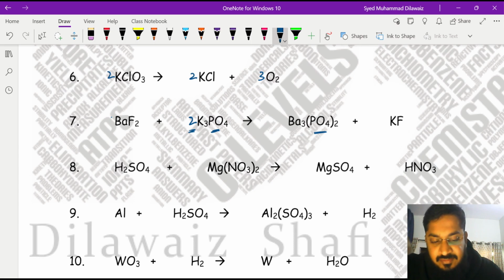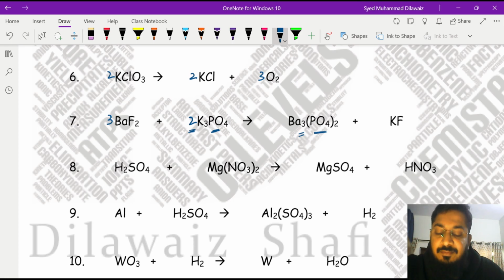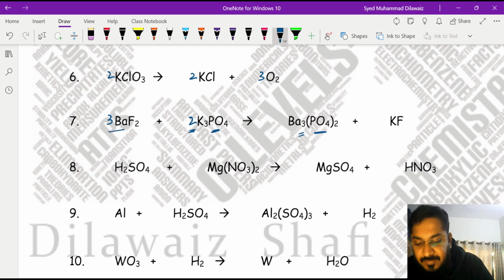At the end, the other component of this compound is Ba3, which demands that you provide three barium compounds. So what we have on the left side as a reactant, BaF2, putting 3 beside the BaF2 makes it 3 Ba providing units. So we have balanced the barium, and we have balanced the two phosphate units. So the first compound is already balanced.